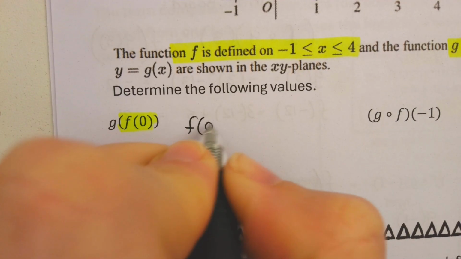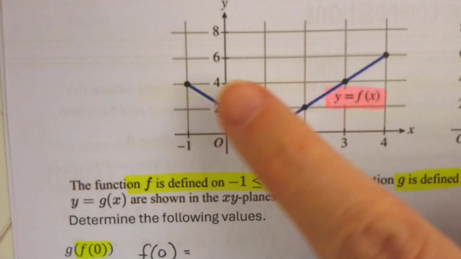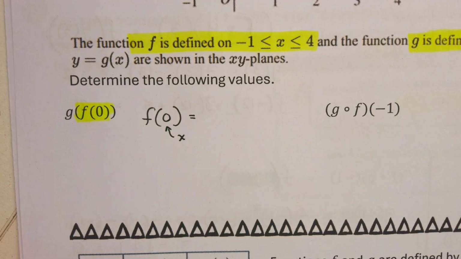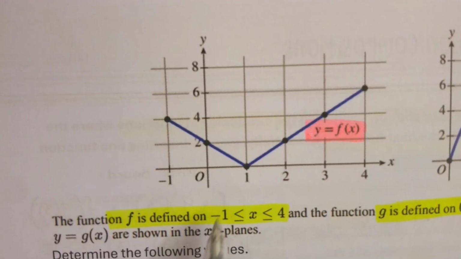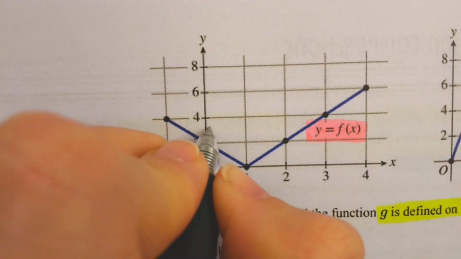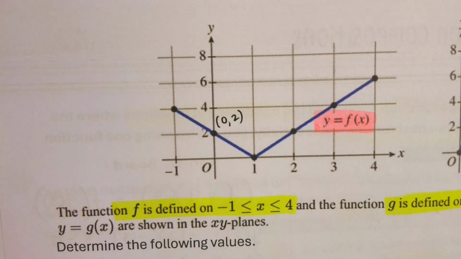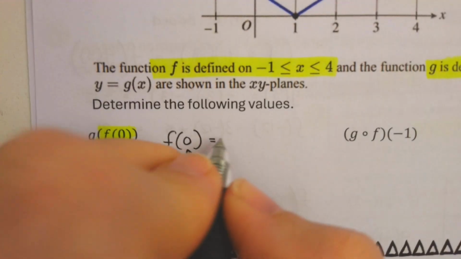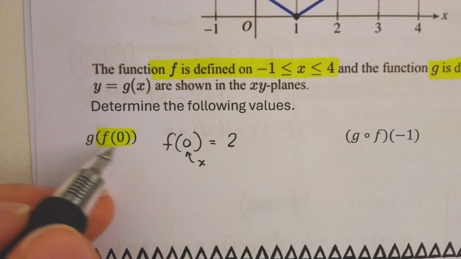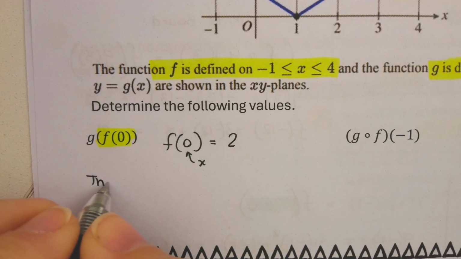F of 0 equals, let's go find it. So we're going to look on the F graph for the output when the x is 0. So on the F graph, here's where x is 0, here's where it is. What would that be as an ordered pair? 0, 2. So what are we going to write down for F of 0? 2. Right, F of 0 is 2. And then once we know F of 0, we're going to do G of that answer.